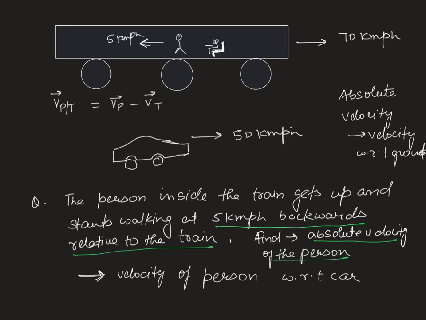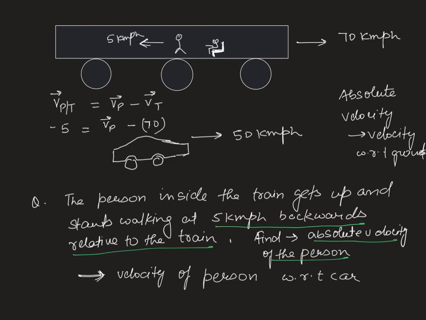So let's come to the first term, velocity of person with respect to train. The velocity of person, as it says in the question, is backwards relative to the train, and it is 5 kmph. So when I say backwards, I will write it as minus 5. Velocity of person, absolute velocity, I don't know. Velocity of train, 70 kmph forwards, plus 70.